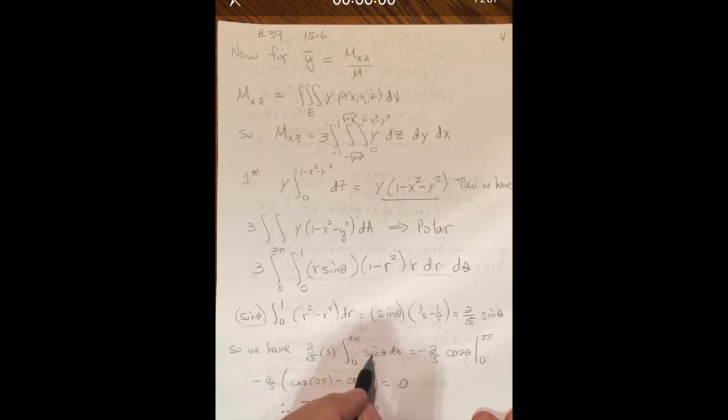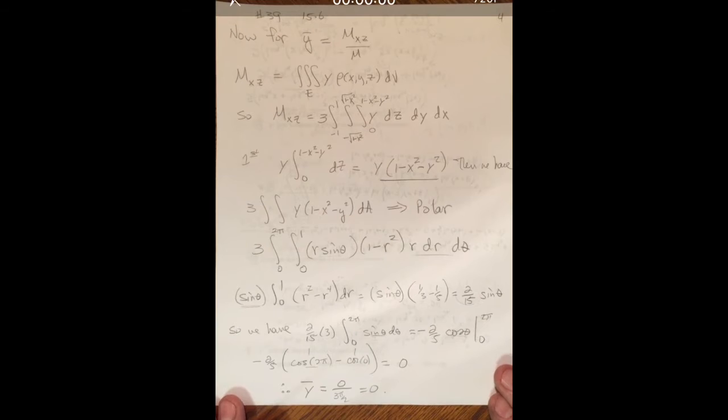So now we have the 2/15 times the 3. And we're integrating sine theta from 0 to 2 pi. That's a negative 2/5. I just canceled. Negative 2/5 cosine theta from 0 to 2 pi. That gives me the cosine of 2 pi, which is 1, minus then the cosine of 0, which is 1. And guess what? We get 0 again. So the y value for the center of gravity is going to be 0 divided by 3 pi over 2, or just 0.